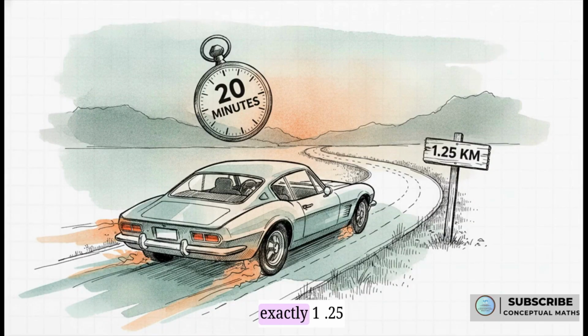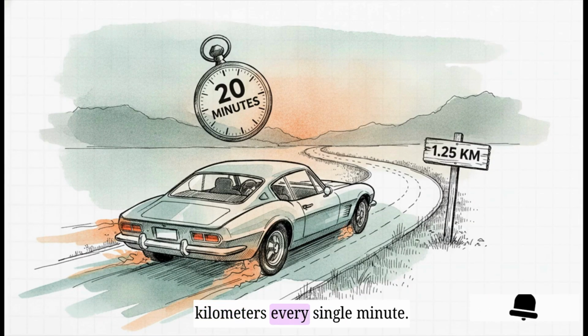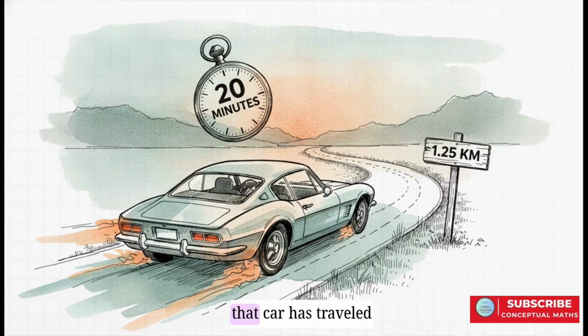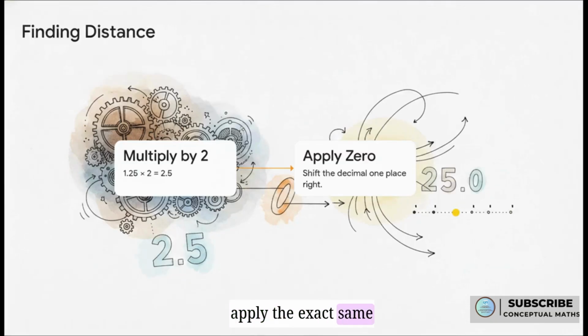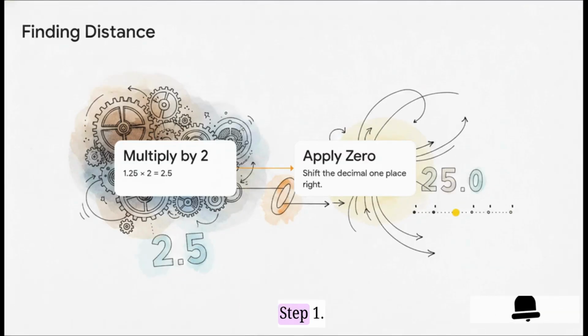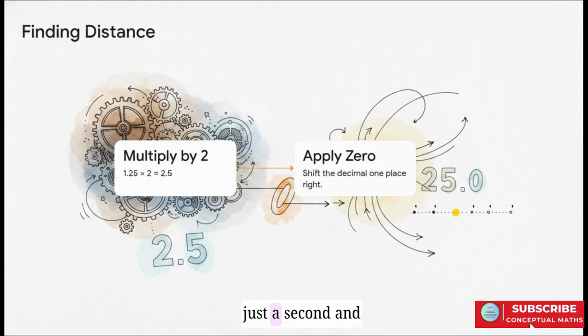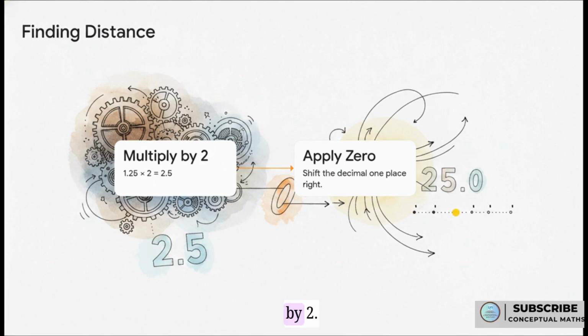Let's try our second word problem. Say a car travels exactly 1.25 kilometers every single minute. What's the total distance that car has traveled over a span of 20 minutes? We are going to apply the exact same logic step by step. Step 1. Ignore the 0 for just a second and multiply 1.25 by 2.